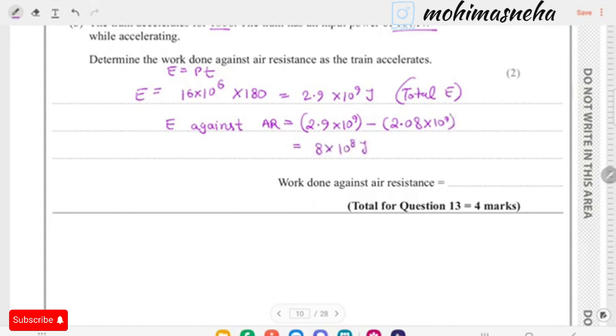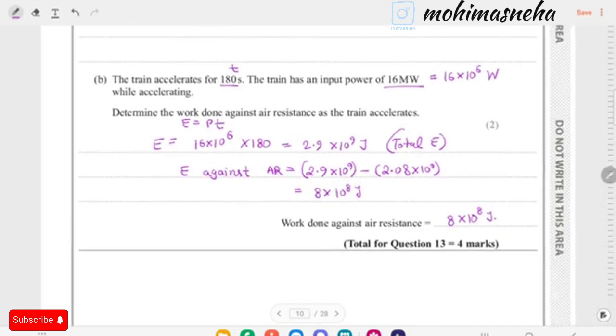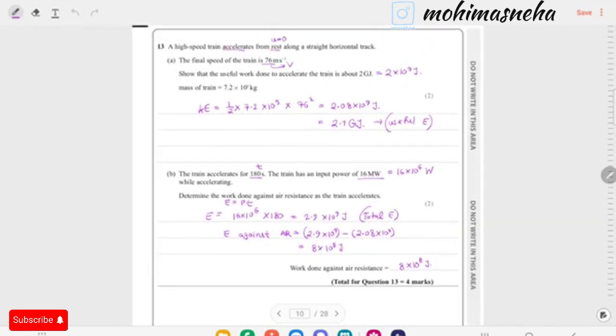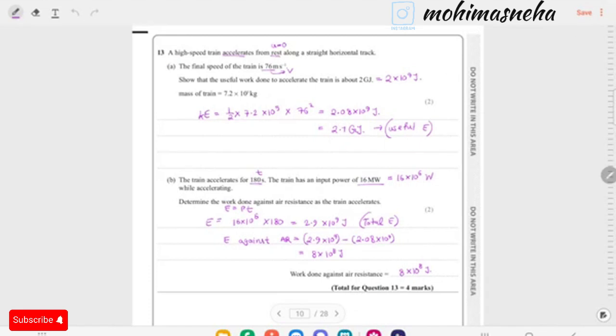So this is the energy that was used by the train to work against the air resistance. So 8 × 10^8 joules. So we are done with question 13. I hope it was clear. Moving on to question 14.